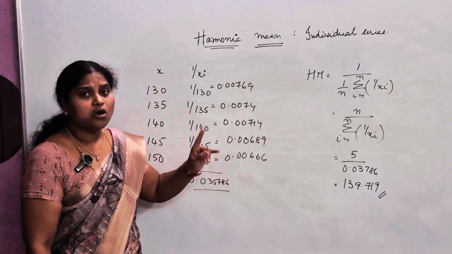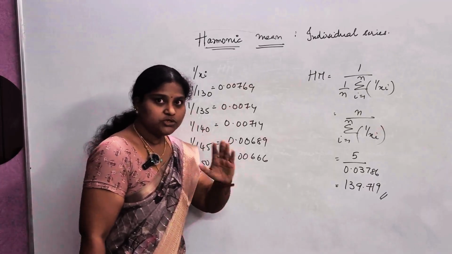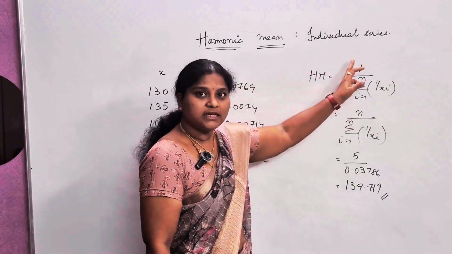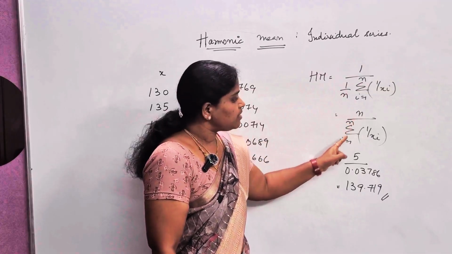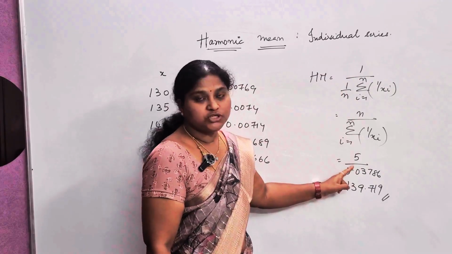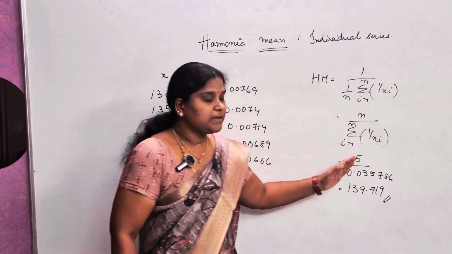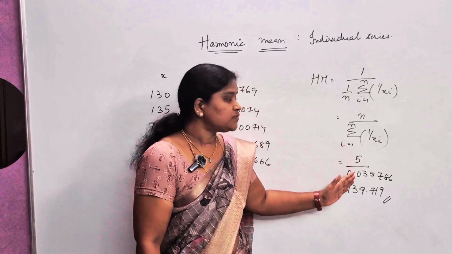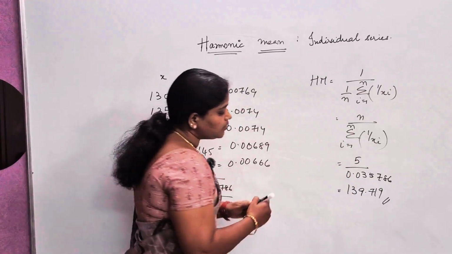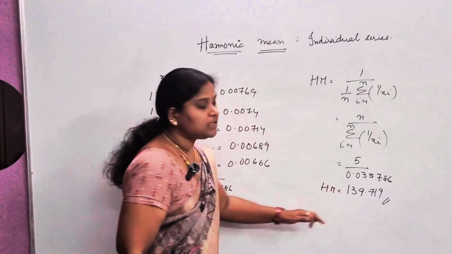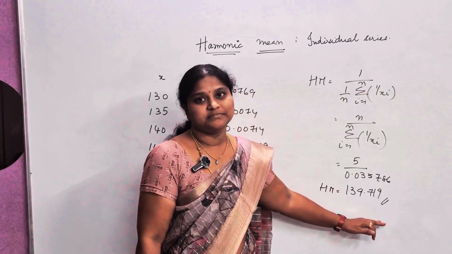0.035786. And small n is the number of values in the data set, which is equal to 5. So I'll substitute. The harmonic mean is n by sigma 1 by xi. In place of n, I substitute 5, and in place of sigma 1 by xi, I'll substitute its respective value. Finally, the harmonic mean value will be 139.719.